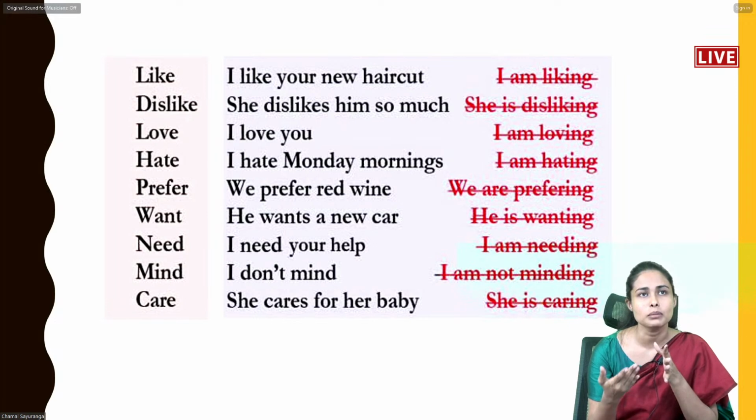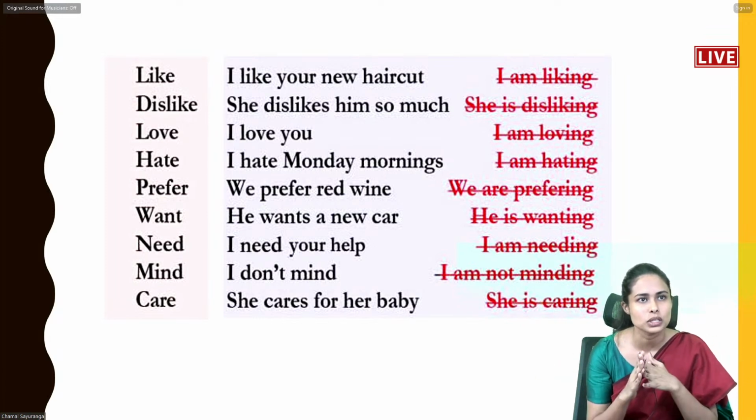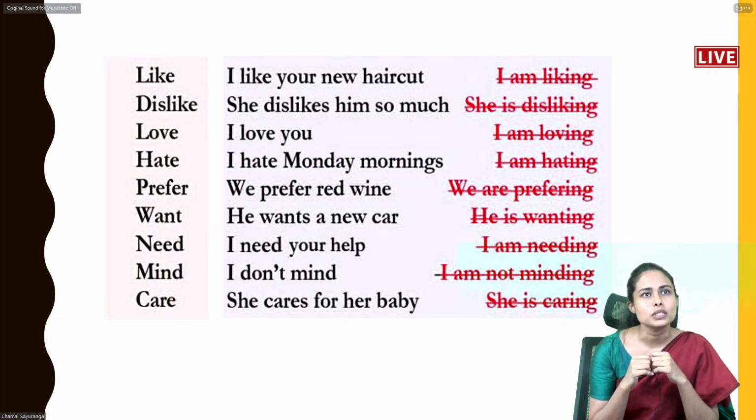I love you. I hate Monday mornings, not I am hating. At the moment I am hating Monday mornings? No, it's incorrect. I hate Monday mornings. We prefer red wines. That's why I put these stative verbs into the what? Present tense category. Those are the things that we normally prefer or do. They are true in the past, present as well as future, all the time. He wants a new car, not he is wanting. I need your help, I am needing, it's incorrect. I am not minding, no, I don't mind. She cares for her baby, yes, she is caring.